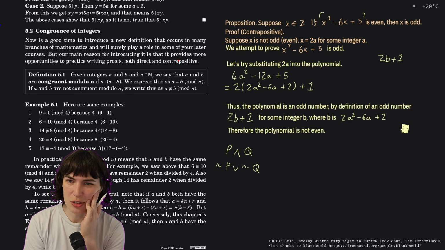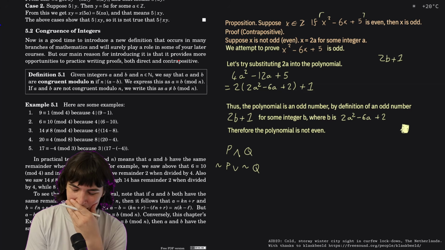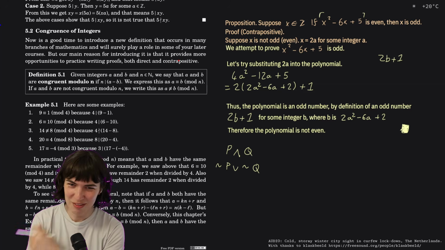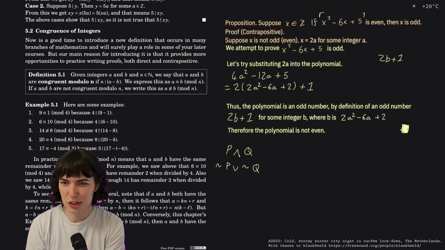Congruence of integers. Now is a good time to introduce a new definition that occurs in many branches of mathematics and will surely play a role in some of your later courses. But our main reason for introducing it is that it provides more opportunities to practice writing proofs, both direct and contrapositive. Definition 5.1.